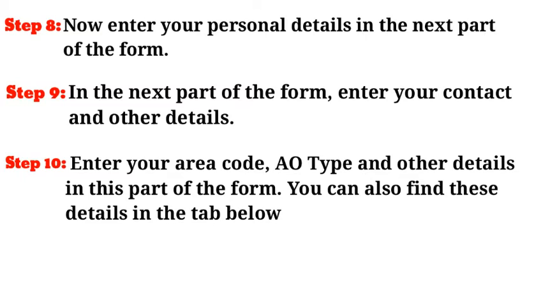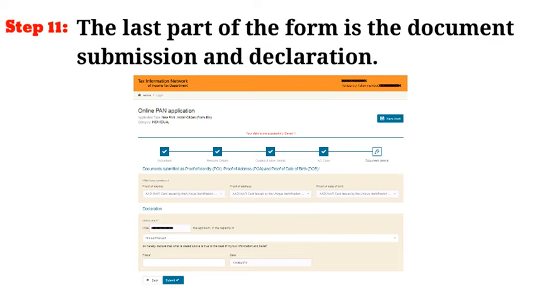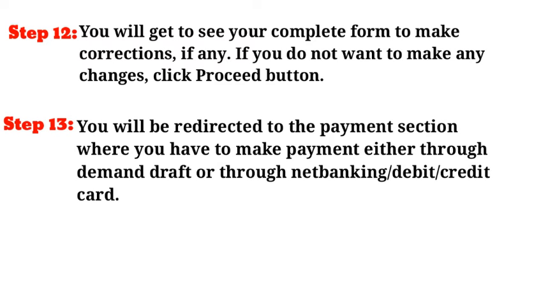Step 10. Enter your area code, type and other details in this part of the form. You can also find these details in the tab below. Step 11. The last part of the form is the document submission and declaration. Step 12. You will get to see your complete form to make corrections, if any. If you do not want to make any changes, click the Proceed button.